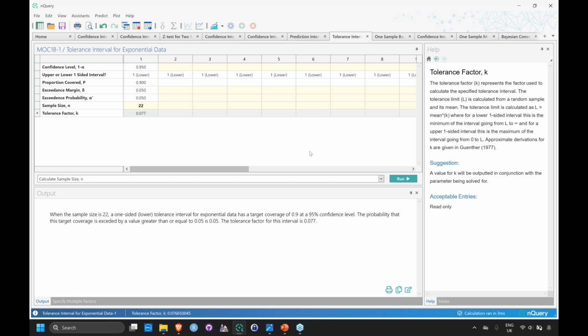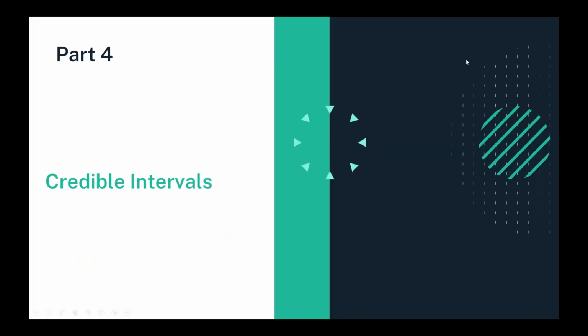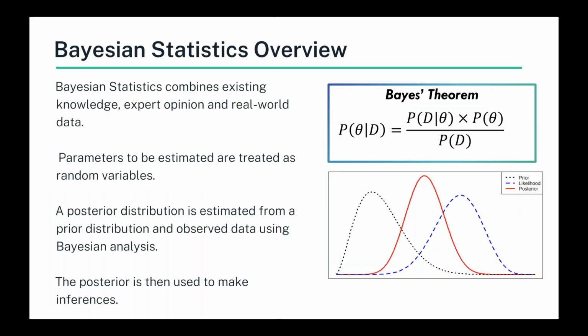So these were all frequentist intervals, but for the rest of the session, I want to talk about Bayesian statistical intervals, and in particular, I'll be focusing on credible intervals. We don't have too much time to dwell on the whole Bayesian context, but I did include this because I felt it always needs some background.